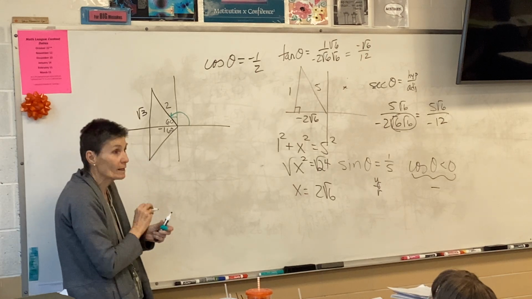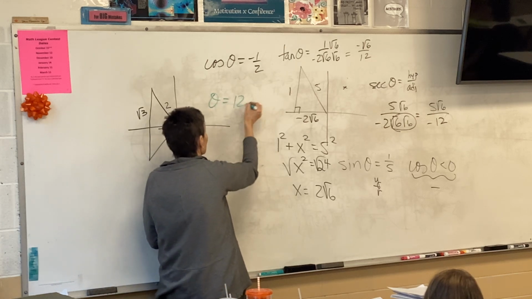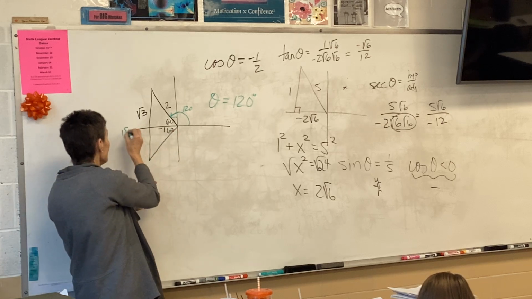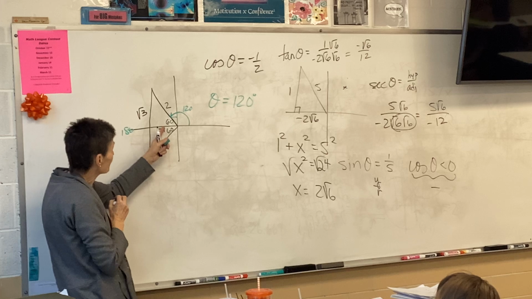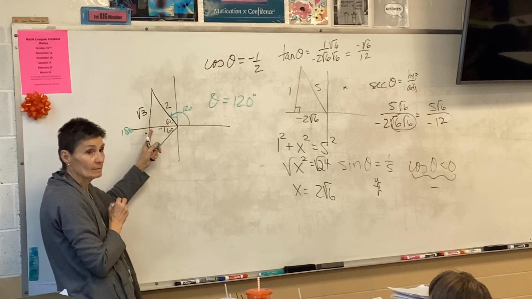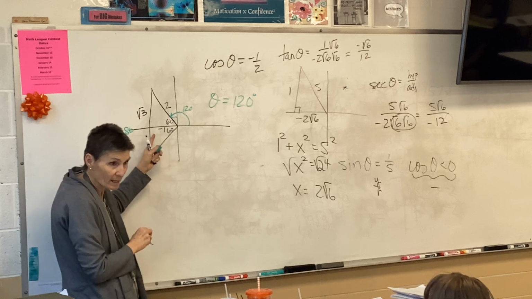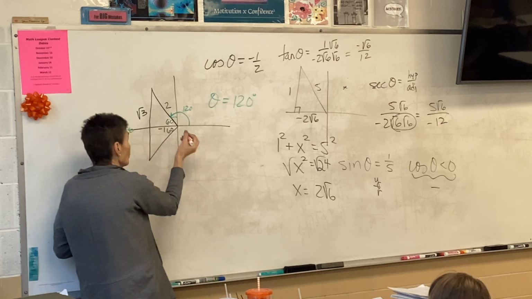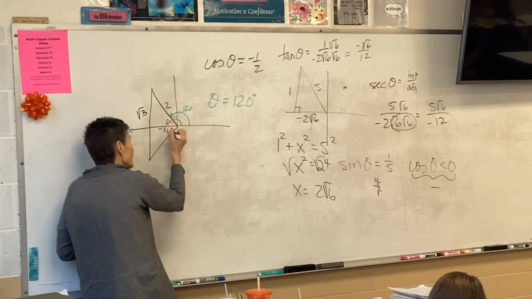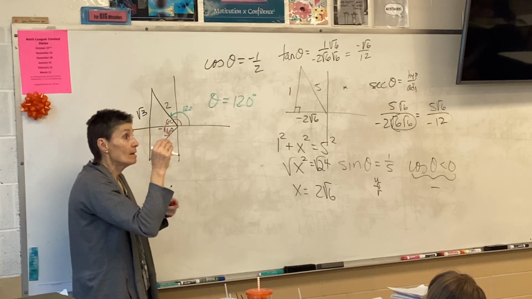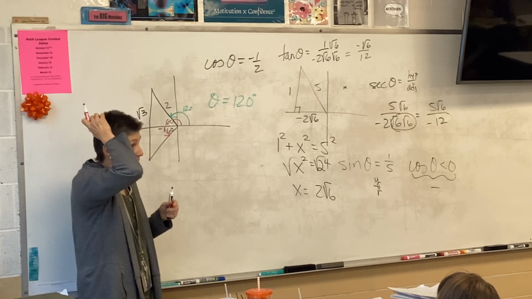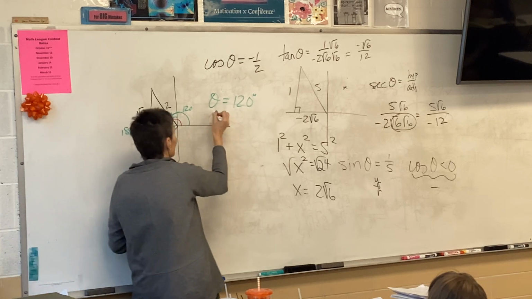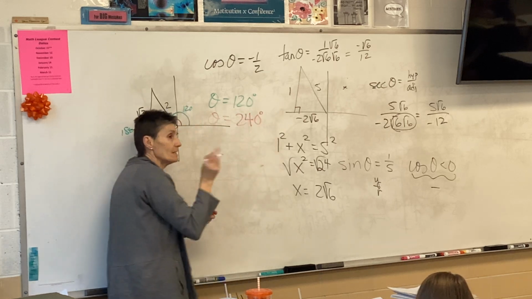120. How did you get 120, Sam? You're exactly right. That's 120 degrees. 180 minus 60. Exactly. I stopped 60 before I got to 180, so it's 120. Now, the other answer is this red one, all the way around to here. So it's going past 180. How much past 180? 60. So what's that one? 240. And there are your two answers in degrees.